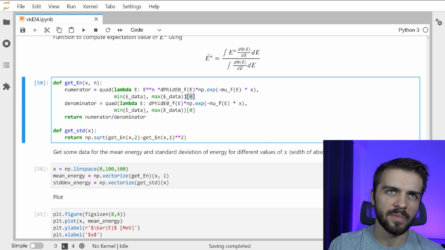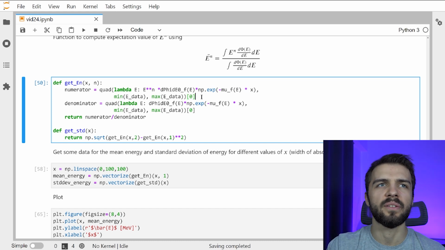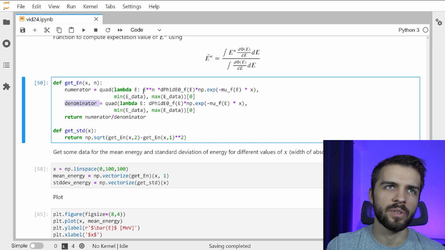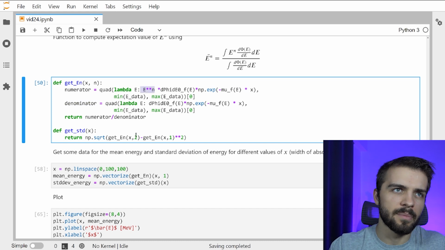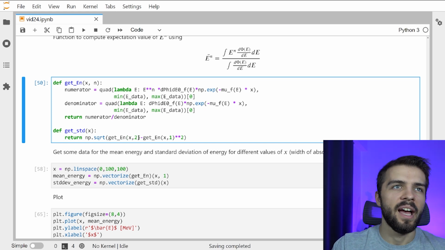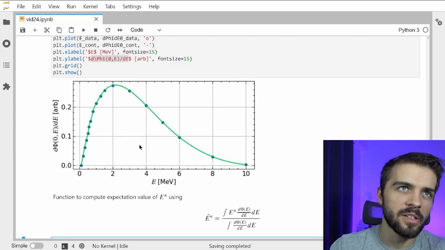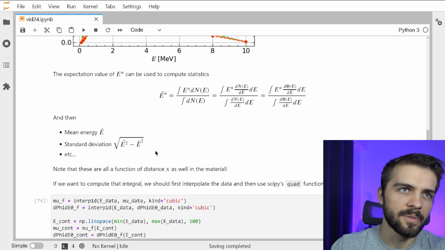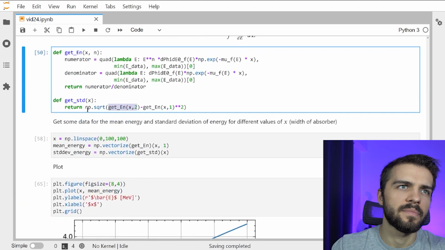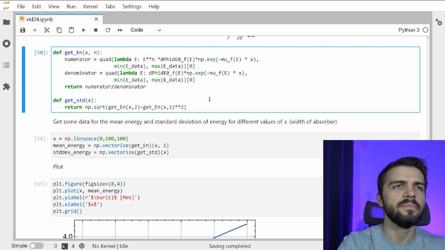And I take index 0. Quad returns the value of the integral and the error, so I'm only taking the value of the integral. I also look at the denominator, which is just this, only without the E to the n. So very simple. And it returns the fraction, which is the expectation value of E to the n. The standard deviation is just the expectation value of E squared. It's just this formula that I had up here: the square root of the expectation of E squared minus the expectation of E, all squared.